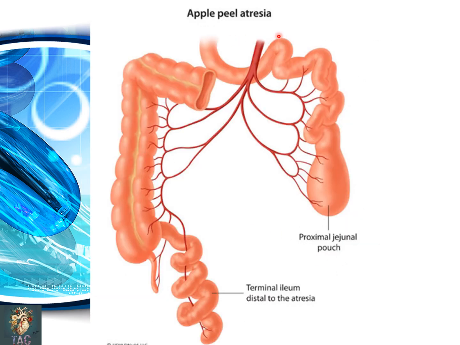Another is the apple peel atresia. In apple peel atresia, the blood supply is compromised to the jejunum, and the connection between the jejunum and ileum is lost. The proximal jejunal loop becomes the proximal jejunal pouch, and the distal part of the ileum coils around the branch of the superior mesenteric artery. This condition is called the apple peel atresia.